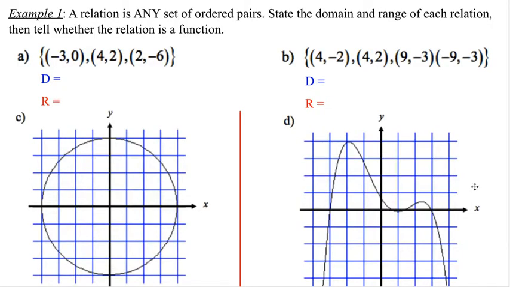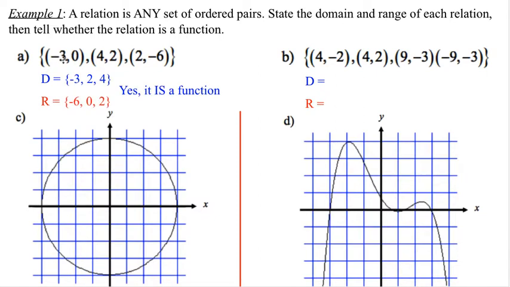So let's take a look at some examples. A relation is any set of ordered pairs. So we have some examples here of some relations. We are asked to state the domain and the range of the relation and tell whether or not it is a function. So remember, the domain is the set of all x values and the range is the set of all y values. The domain you can think of as the inputs or the independent variable. The range is the output or the dependent variable.